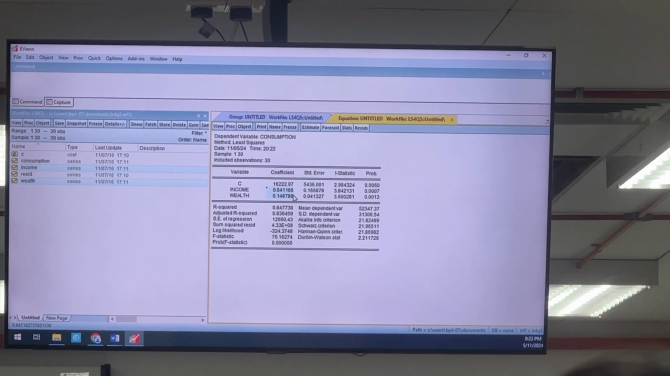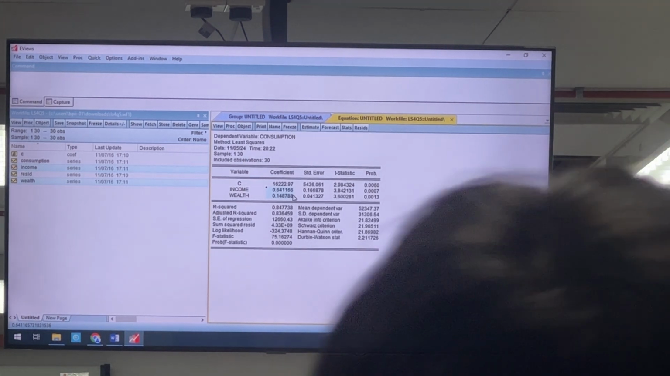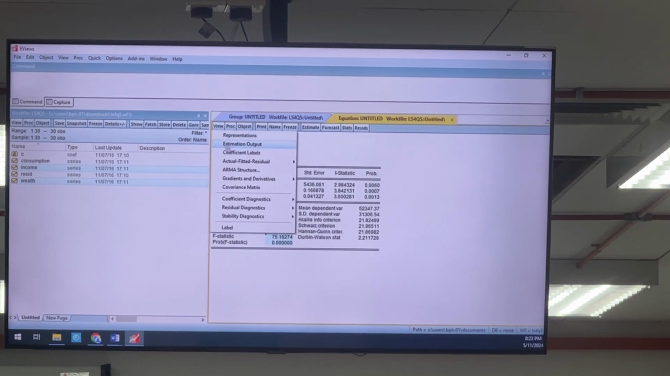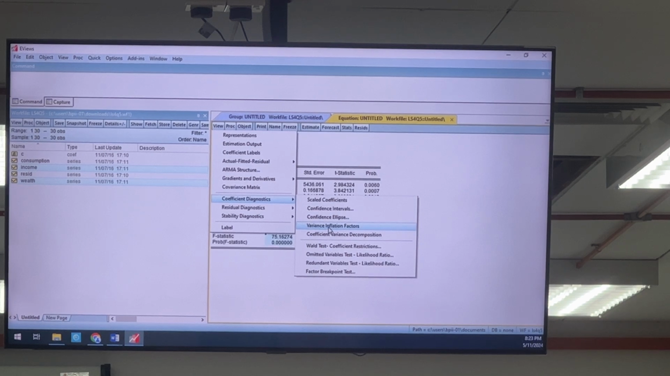So both are now positive, just like what we expect. And the p-values for the individual tests are both significant, both less than 0.05, which is consistent with the result of the F test. For the F test statistic, we reject and conclude that at least one of the true parameters is not equal to 0. So it is consistent. And then you go to View, Coefficient Diagnostics, VIF, variance inflation factors.